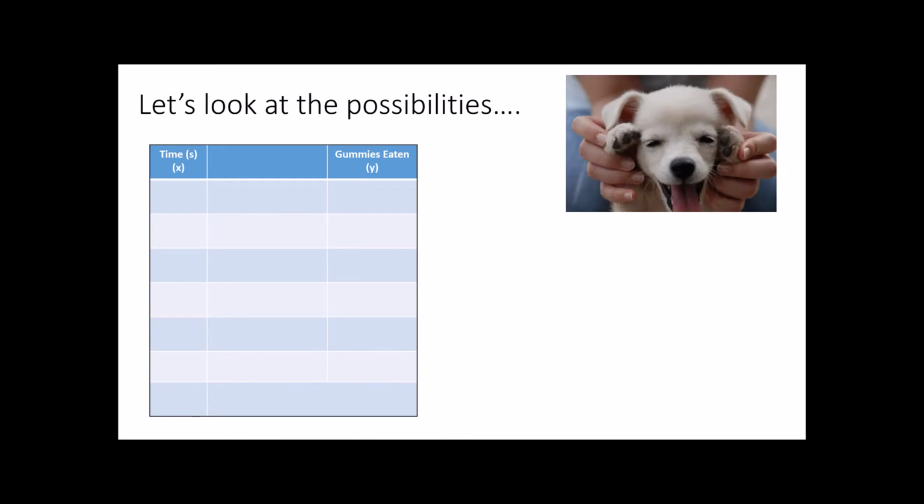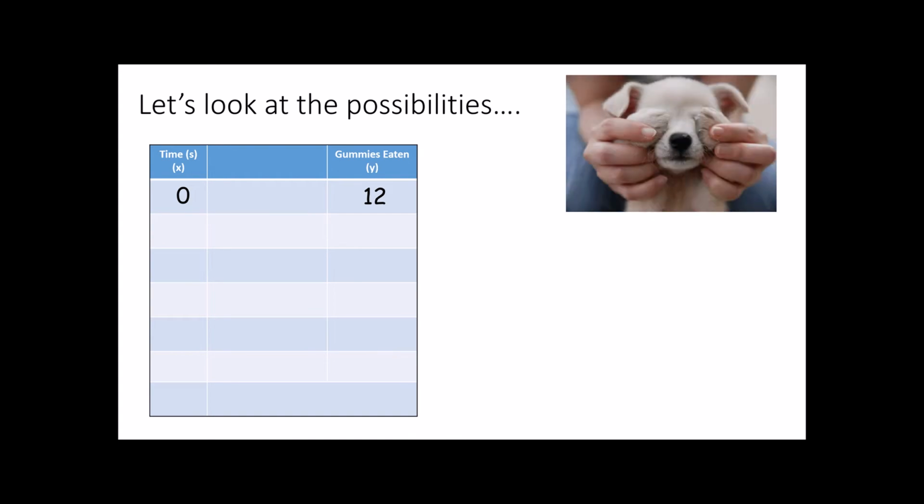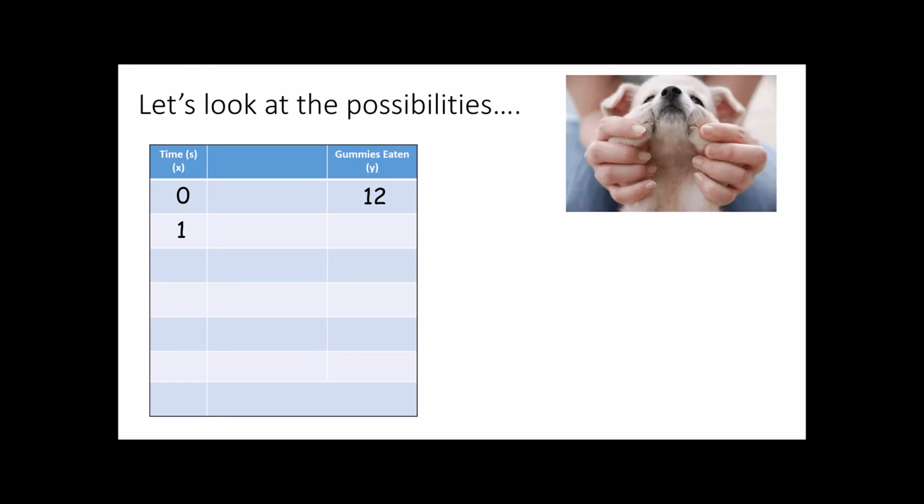So here's what I'd like us to do. I'd like us to take a look at some of the possible solutions that occur in this particular story. For example, if we can stop the puppy after 0 seconds, the minute those gummies hit the floor, we know that we still will have a puppy with 12 gummies in his belly because it says he ate those right away. But as time passes, the problem tells us that he's eating more and more gummies. He eats about 3 every second.